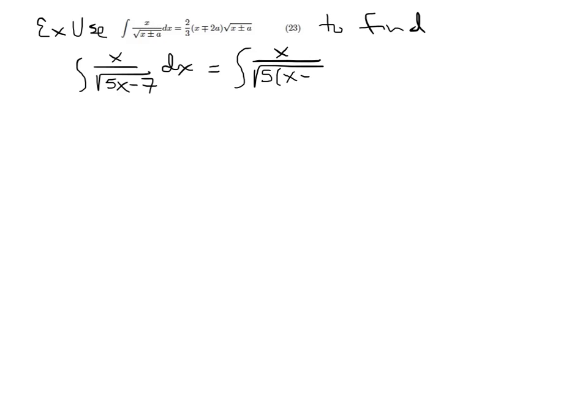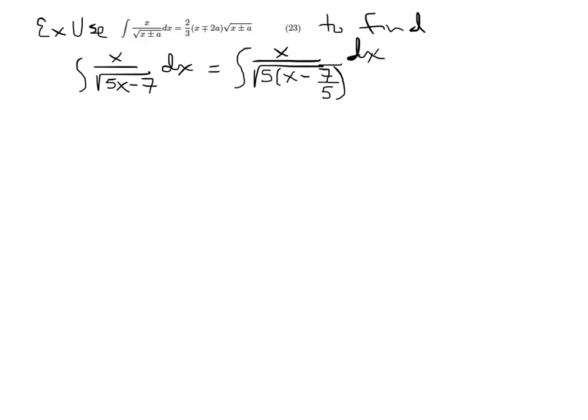Now, what this does is it changes this 7. This 7 is going to need to be divided by 5 if I factor out a 5 out of both of those terms. And I always double check my work. If I multiply 5 back in, I get 5x. And then if I multiply 5 back in there, the 5's cancel, and I do get a negative 7.